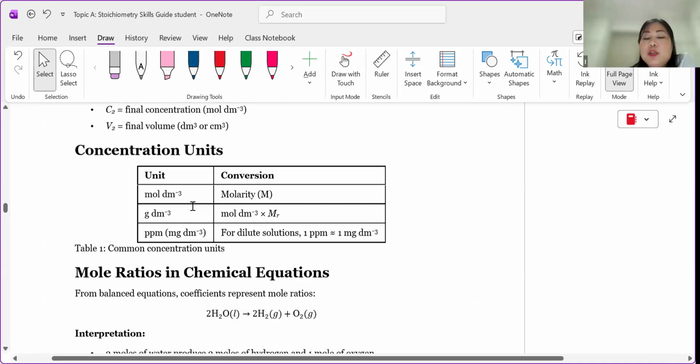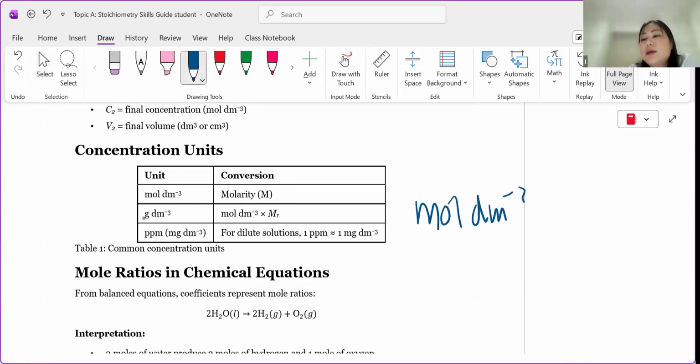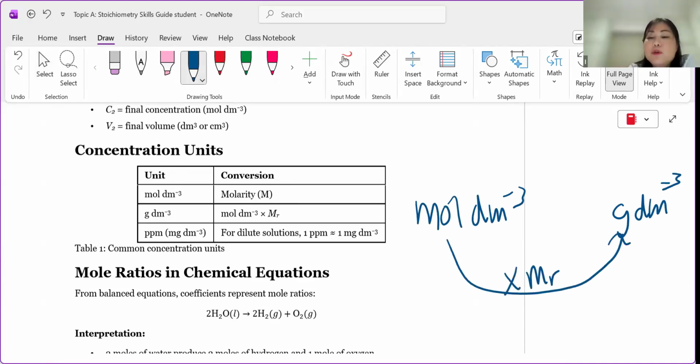Sometimes they call it molarity, but molarity means mole per dm cube. If you want to express the concentration in terms of grams, that is also possible. It's called grams per dm cube. It's fine to express it this way. From mole per dm cube to grams per dm cube, how do we convert? To convert moles into grams, we multiply by Mr. So for moles per dm cube to grams per dm cube, we multiply by Mr.